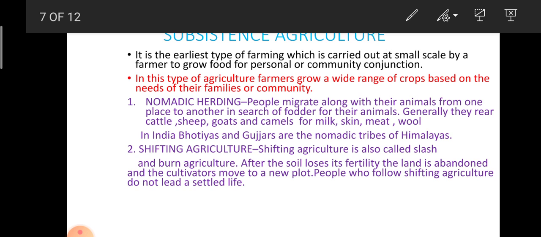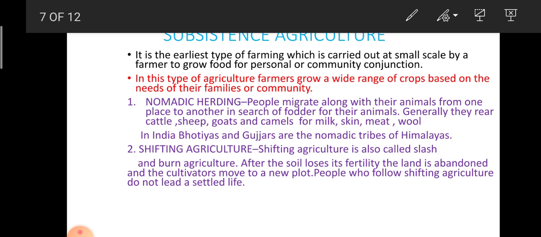Mainly shifting agriculture is done in forest areas and hilly areas. And in our country also, many tribal people who live in the forest practice shifting agriculture. In our country, the name of shifting agriculture also differs from place to place or state to state.